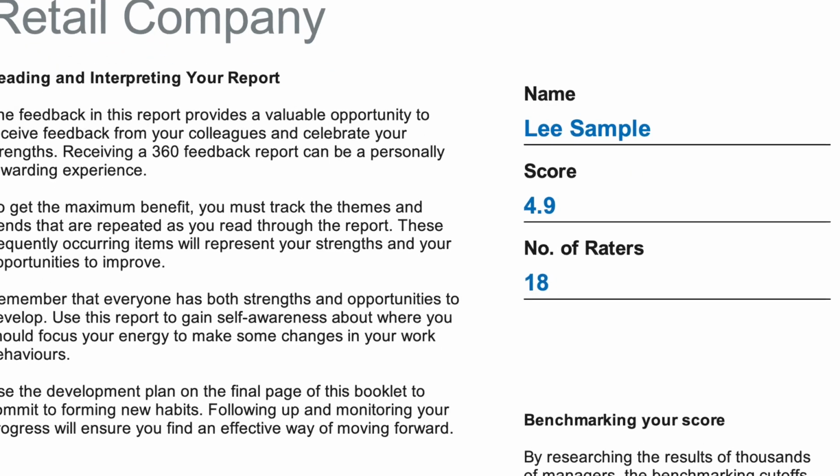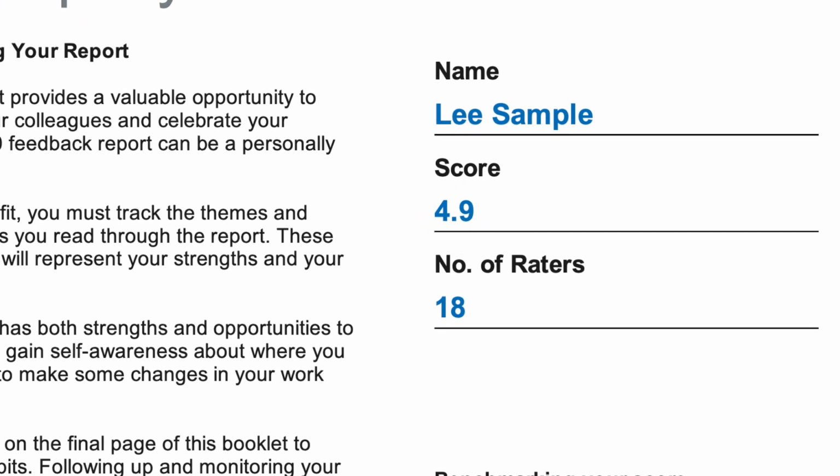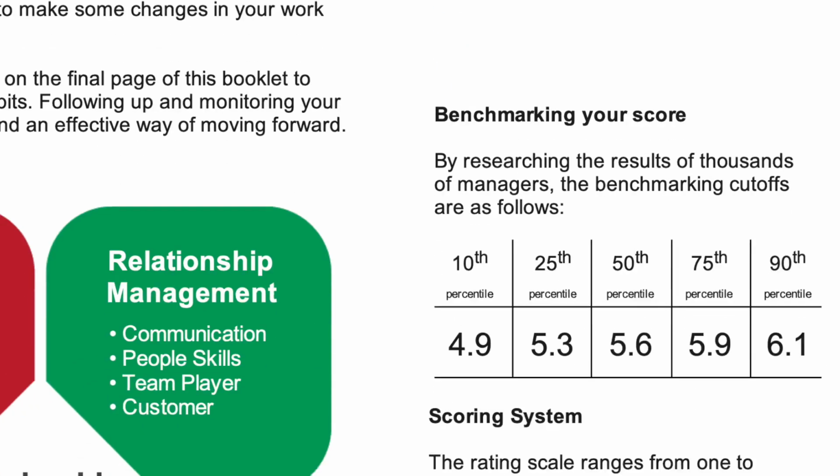In high potential programs, however, we often see separate raters. One might be the person's direct manager, and the second one might be the manager of that person. For Lee's results, he scored 4.9. He had a total of 18 raters, and he's in the bottom 10th percentile. So this is going to be a challenging debrief, and as part of your preparation, you need to spend quite a bit of time to make sure that you cover all aspects to ensure that you can feel comfortable talking to Lee about his results.